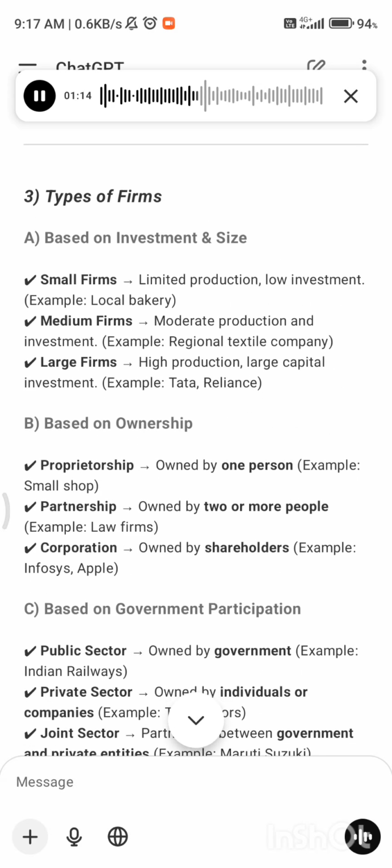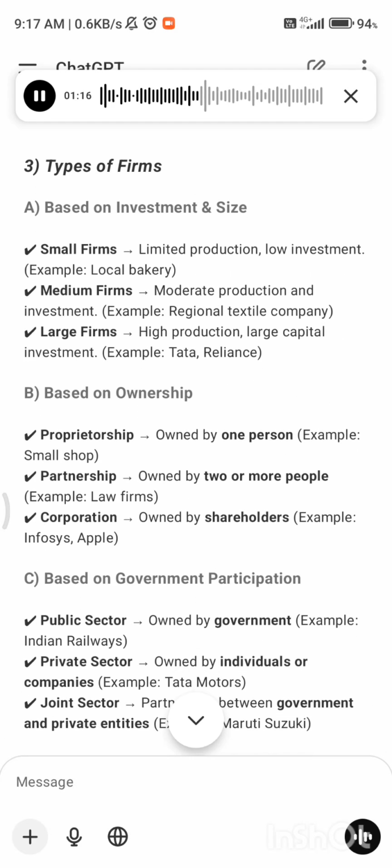3. Types of firms. A. Based on investment and size. Small firms, limited production, low investment, example, local bakery. Medium firms, moderate production and investment, example, regional textile company. Large firms, high production, large capital investment, example, Tata, Reliance.